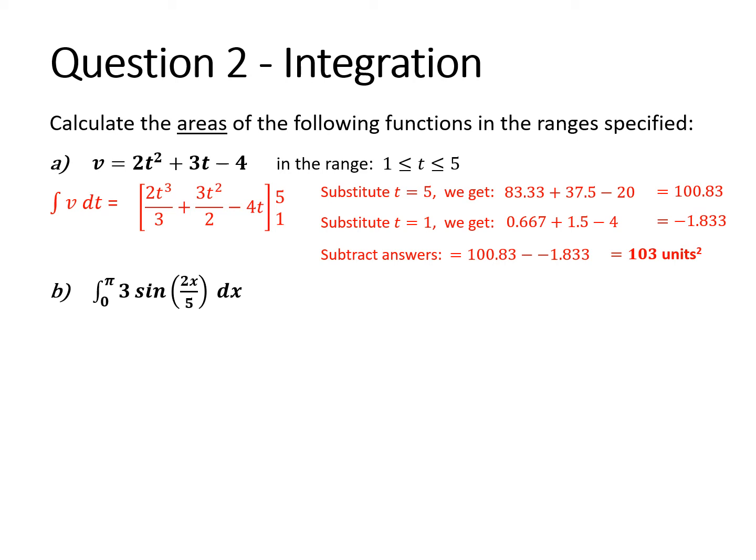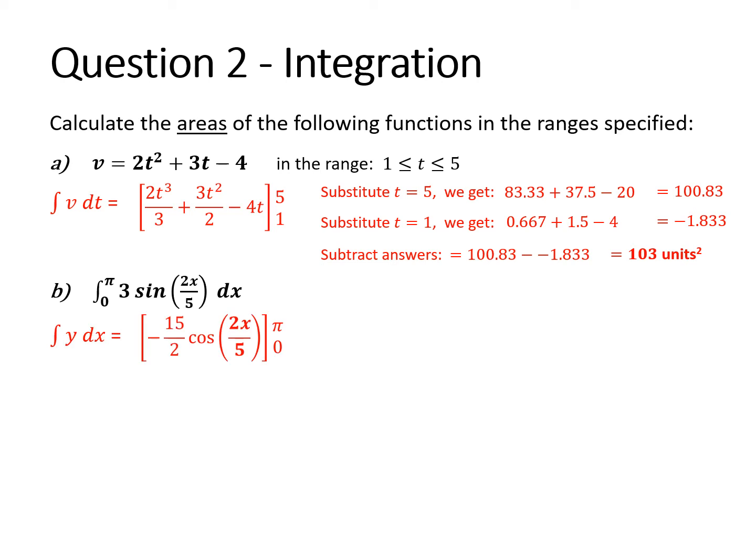So first of all, we're going to integrate it, and when you integrate it, sine becomes minus cos, and we also need to divide the number in front by the number in the bracket. So we've got to divide 3 by 2/5. Now when you divide by a fraction, you can flip the second fraction upside down and multiply. You would get 15 over 2. So it's minus 15 over 2 cos 2x over 5.